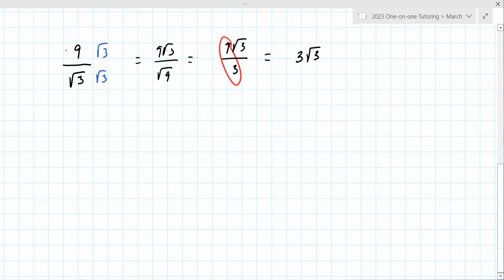Okay, so let's have you try one here. Let's go 20 divided by the square root of 5. So go ahead and work that out. Give me your final answer or ask me some questions along the way.